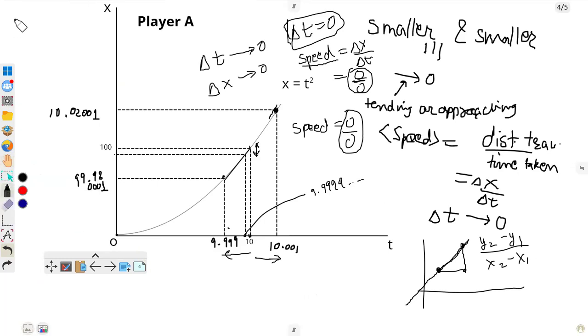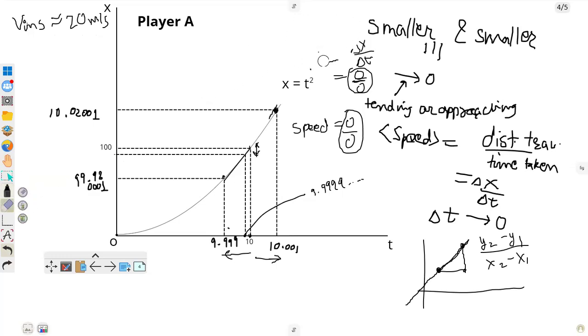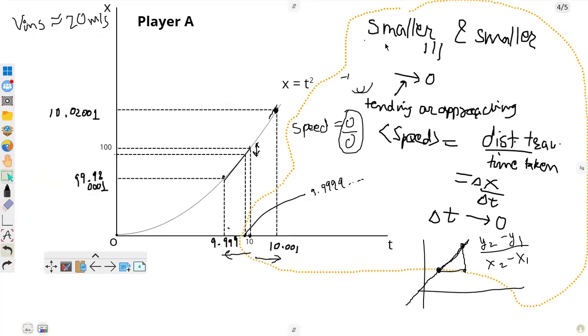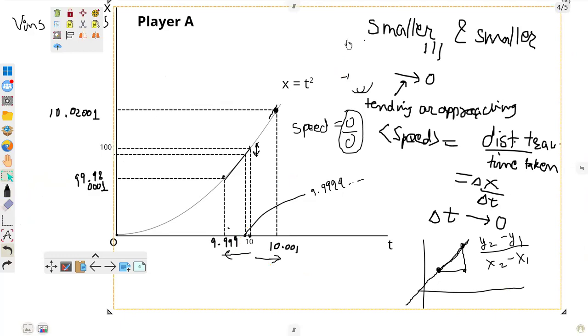We approximated the instantaneous speed, just like for judging the race, we approximated the instantaneous speed to be 20 meters per second, right? Yes. This was our approximation, but it will turn out that the instantaneous speed is actually literally equal to 20 meters per second. The instantaneous speed will actually turn out to be 20 meters per second. Wait a minute, guys.